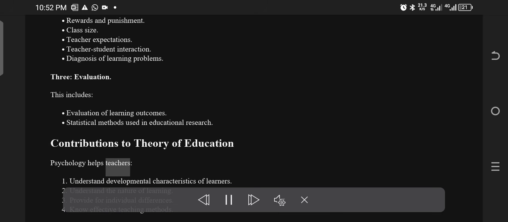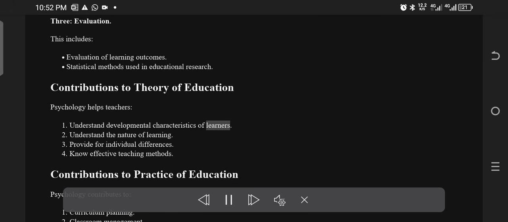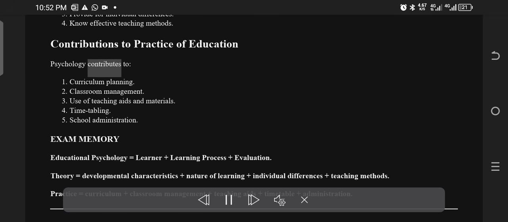Psychology helps teachers understand developmental characteristics of learners, understand the nature of learning, provide for individual differences, know effective teaching methods, contributions to practice of education. Psychology contributes to curriculum planning, classroom management, use of teaching aids and materials, timetabling, school administration, exam memory.